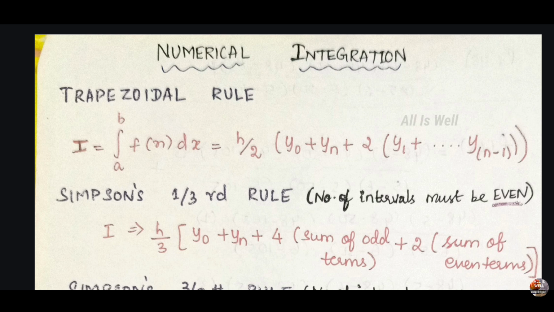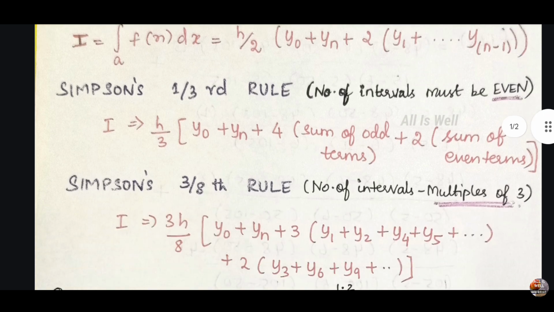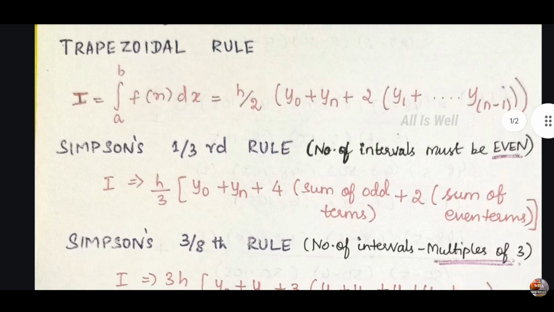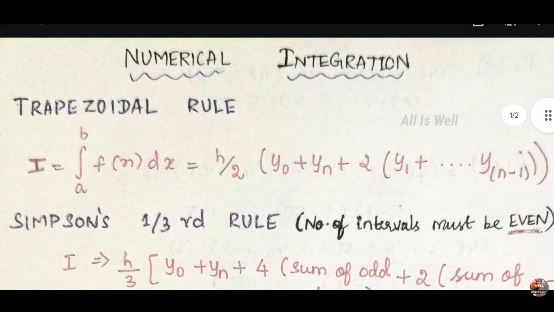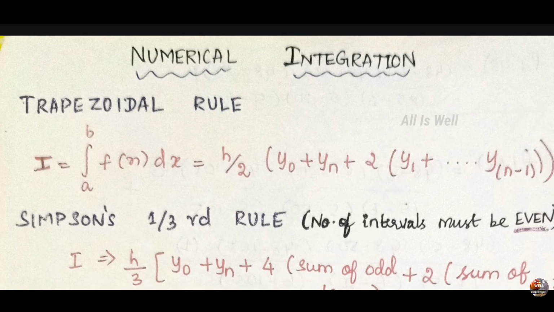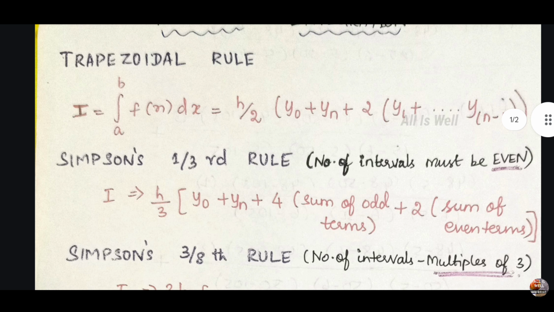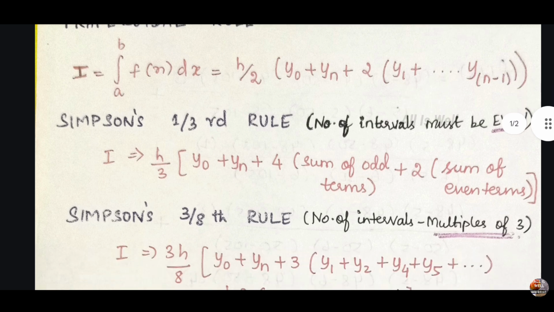Hi guys, in this video we are going to see numerical integration. Numerical integration is of three types, that is trapezoidal rule, Simpson 1/3 rule and Simpson 3/8 rule. This is the formula of trapezoidal rule. Here the limits are a and b. The integration formula is h by 2 multiplied by the initial value of y and the final value of y plus 2 into all the values of y except the last value.